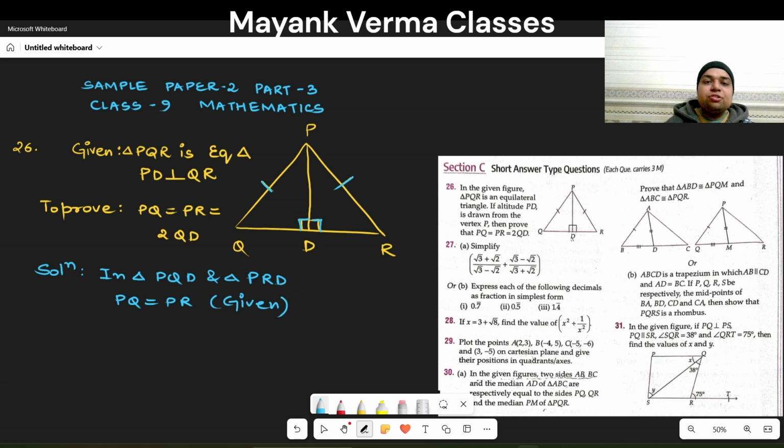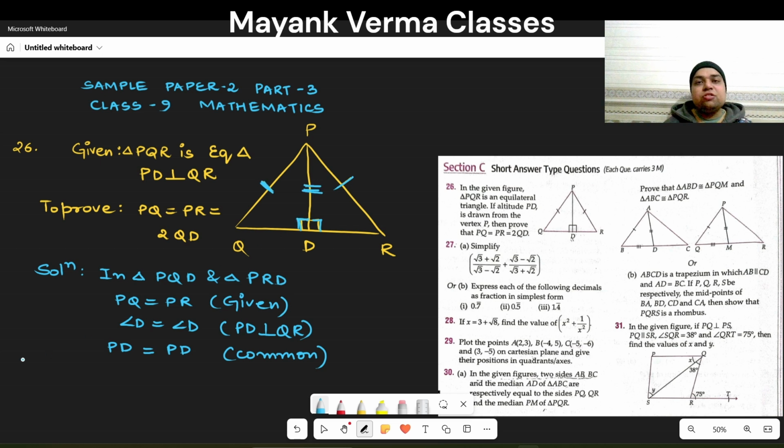Second, angle D is equal to angle D. PD is perpendicular to QR. It is given to us. And the third thing, this PD is common, right? So PD is common. So which congruency rule can I apply? Now see, we have a side, and then 90 degrees is also given. So there is no rule such as side angle, right? So whenever we get 90 degrees in a triangle, we also need to check whether this RHS can be applied in that or not.